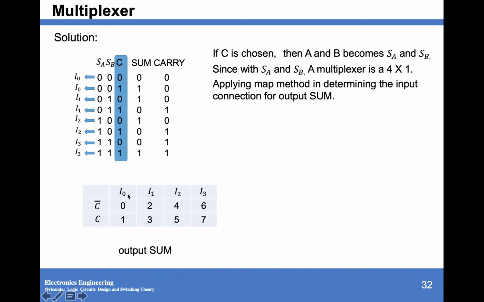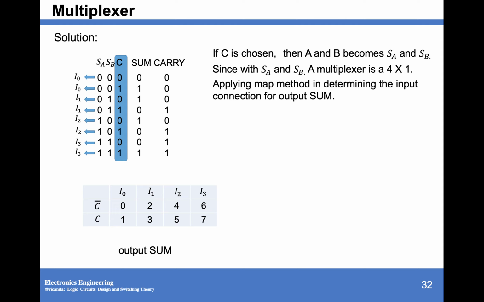So if C is 0 or 1, this is your pattern. This is 0, 0, 0, so we have 0. You have 0, 0, 1, this is 1. You have 0, 1, 0, this is 2. We have 0, 1, 1, that is 3. This is your I2: 1, 0, 0, that is 4. 1, 0, 1, that is 5. This is your I3: 1, 1, 0 is 6. 1, 1, 1 is 7.